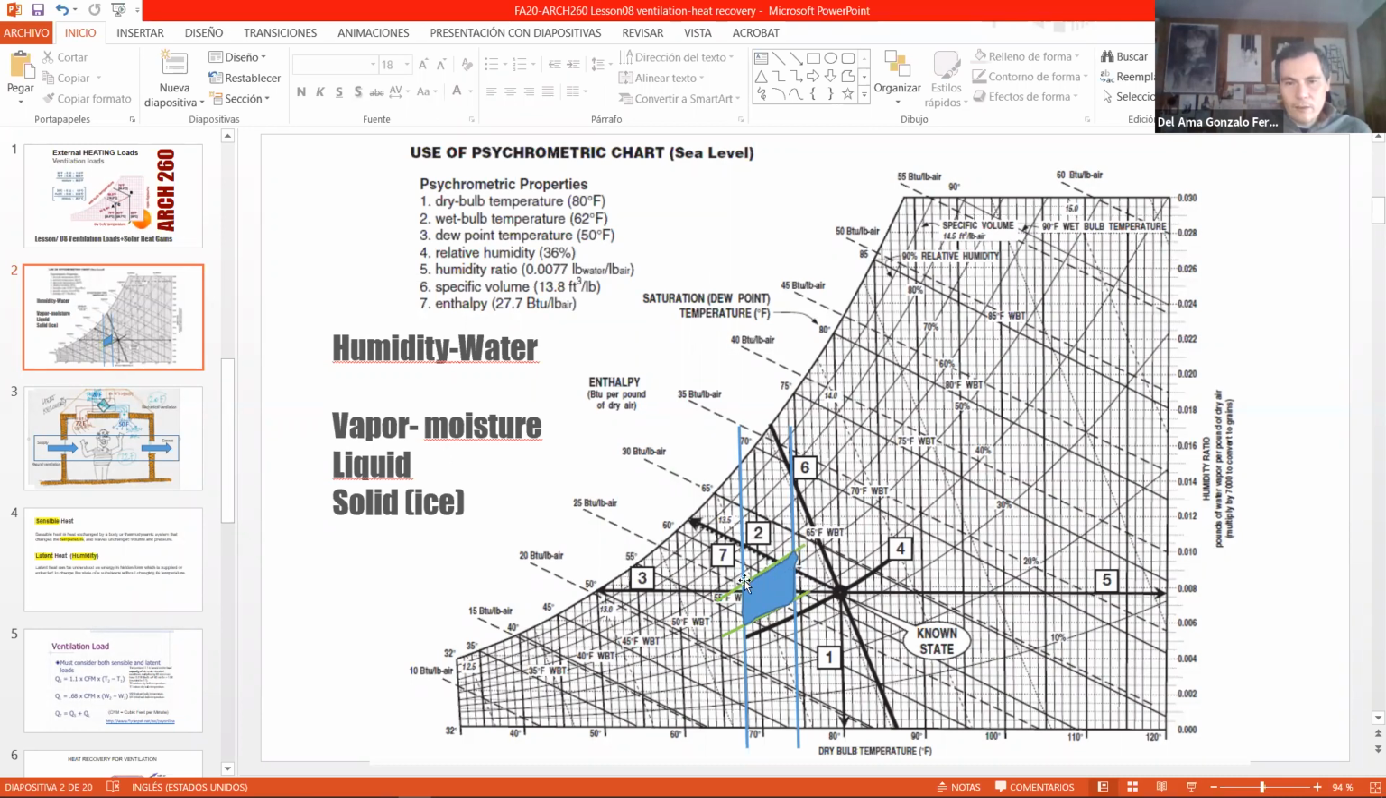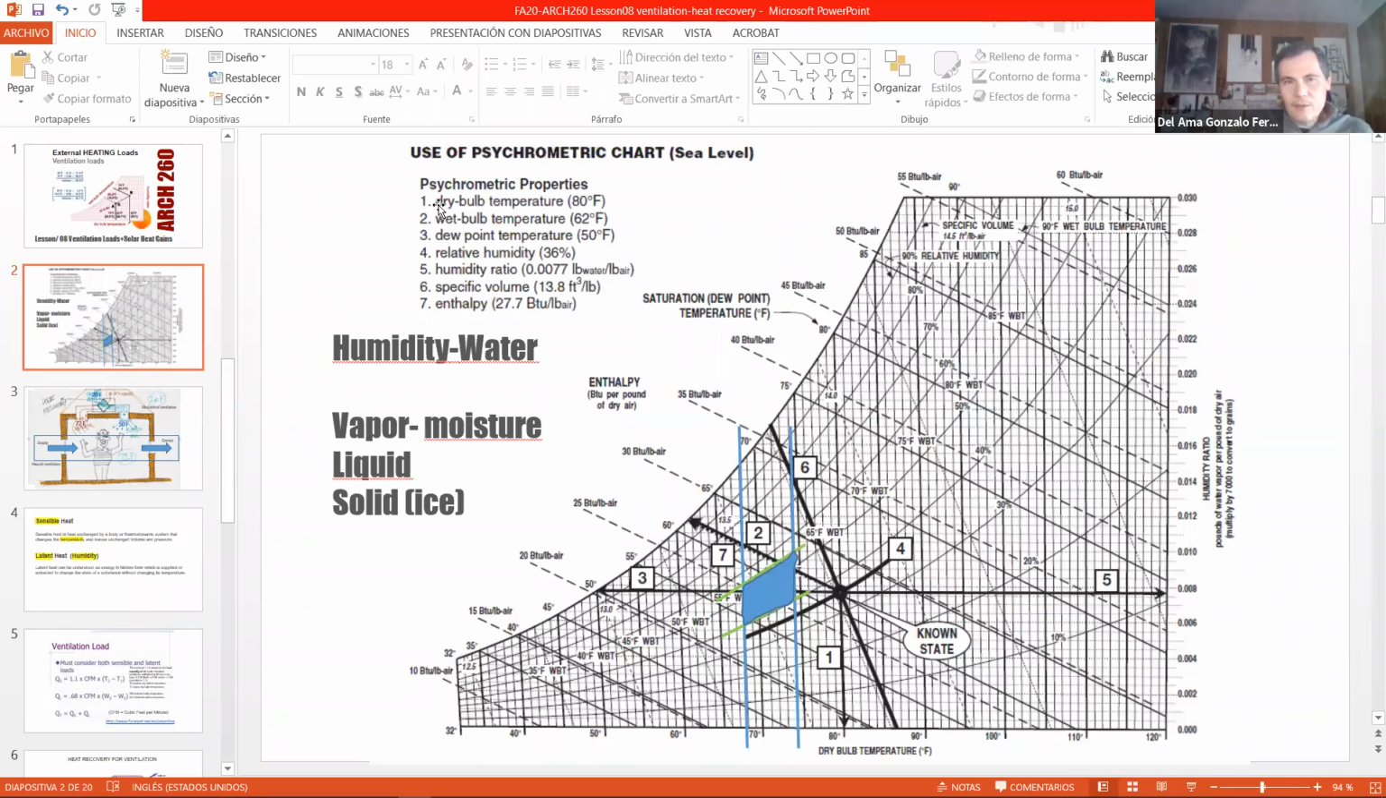So our goal when we are designing mechanical systems or solving building physics problems is that the indoor air should be within those limits: 40 to 55% relative humidity, and 68 to 74 Fahrenheit. Within these limits, we feel comfort. This is the tool that we are going to use. As you can see, we have 7 different parameters that we can relate in this chart.